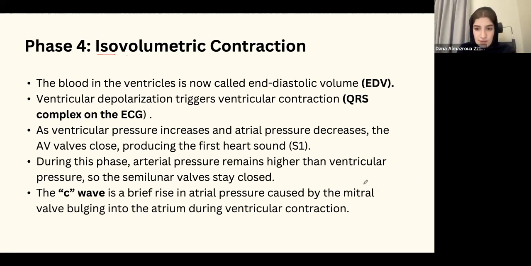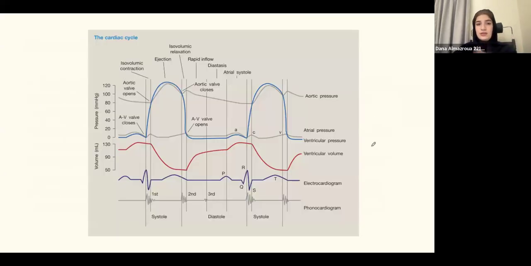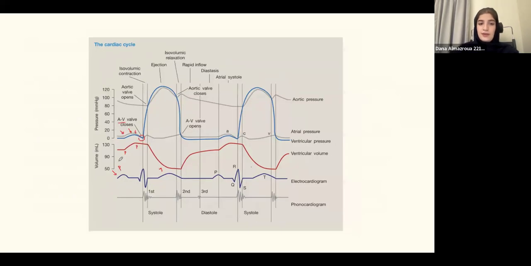Now for the C wave, this part here, I'm going to explain it later. I have a slide for the waves, the venous waves, but just keep in mind that the C wave occurs in the isovolumetric contraction. That's something I'm going to explain later. Now let's see how this looks on an ECG. Actually, let me explain it here where I already explained.